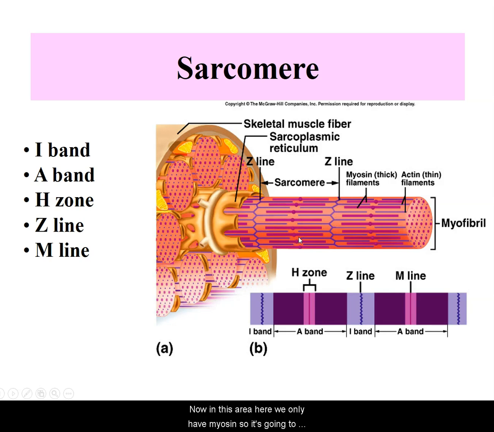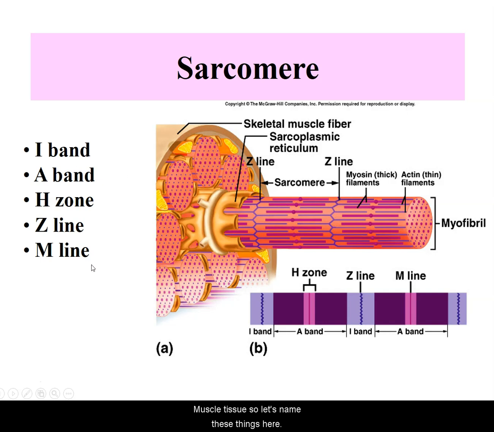Now in this area here, we only have myosin, so it's going to be medium dark. And then another dark part of that striation. And then lighter, because this is only actin and then that Z line, and then you repeat for the next sarcomere. So that is why you have the appearance of those striations on that slide. You're actually seeing light penetrate through that very thin section of muscle tissue.